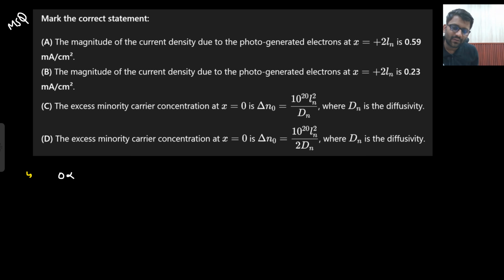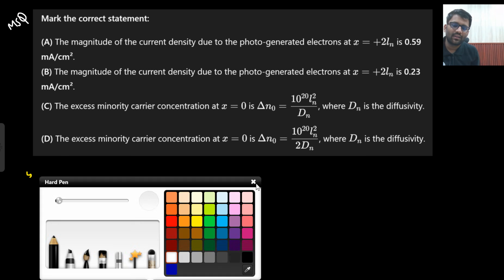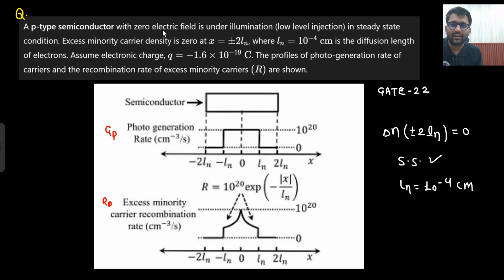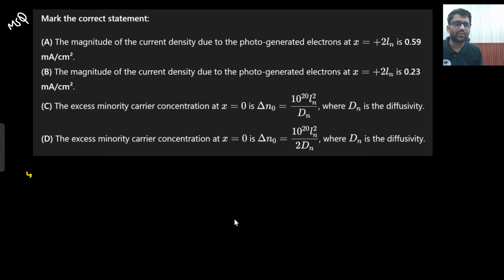So let's get started. First, I will write down what we need to find. They are asking for the magnitude of current density. Here the electric field is also 0, right? If the electric field is 0, what does that mean? That means there will be no drift current. So drift current is 0, and only diffusion current will be there. So only diffusion current I need to find.